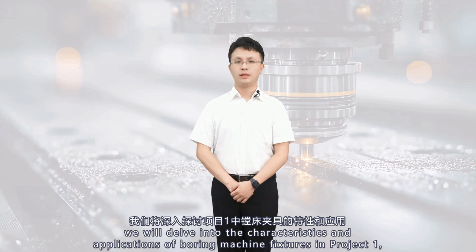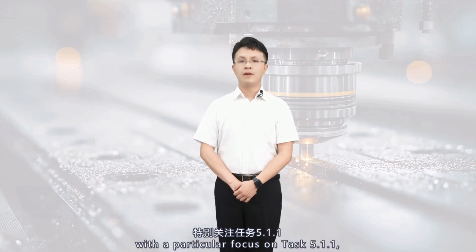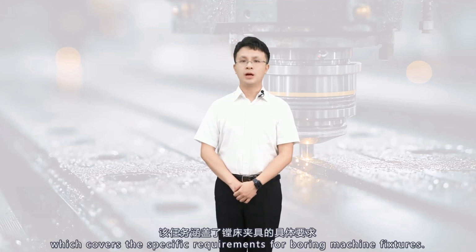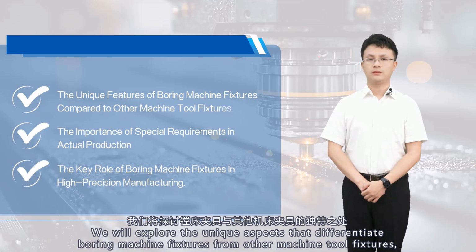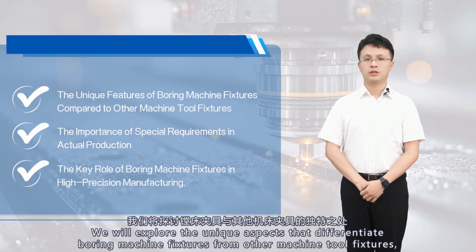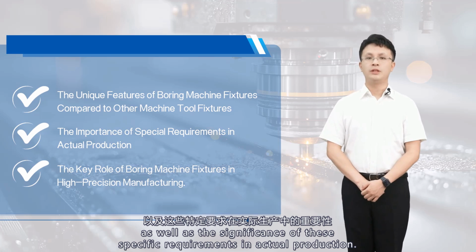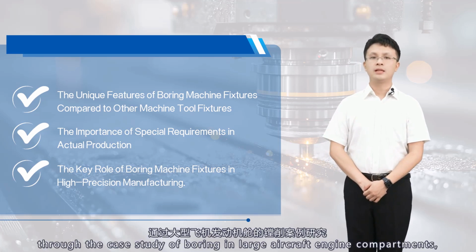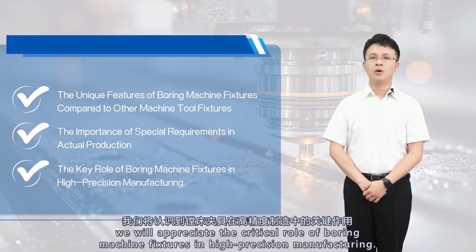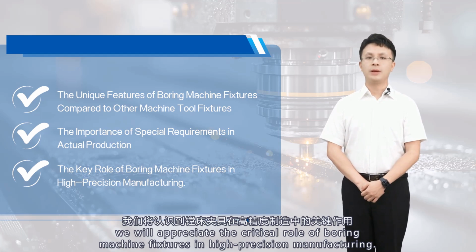In this lesson, we will delve into the characteristics and applications of boring machine fixtures in Project 1, with a particular focus on Task 5.1.1, which covers the specific requirements for boring machine fixtures. We will explore the unique aspects that differentiate boring machine fixtures from other machine tool fixtures, as well as the significance of these specific requirements in actual production. Additionally, through the case study of boring in large aircraft engine compartments, we will appreciate the critical role of boring machine fixtures in high-precision manufacturing.